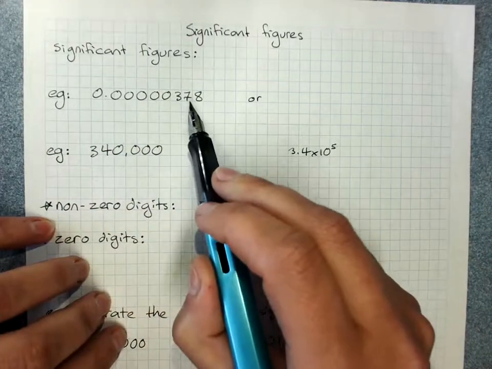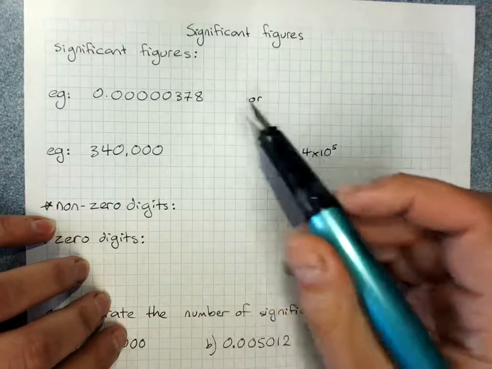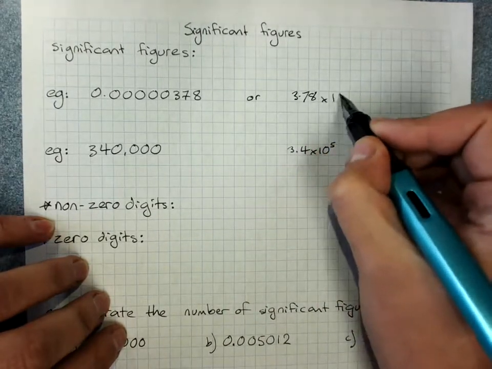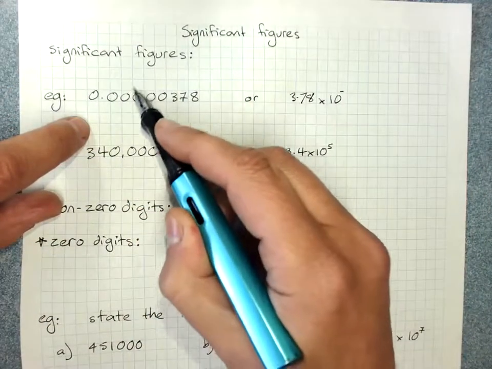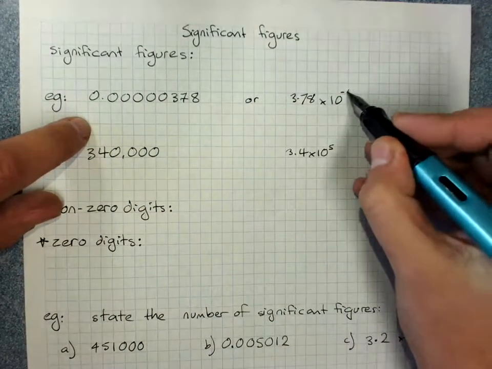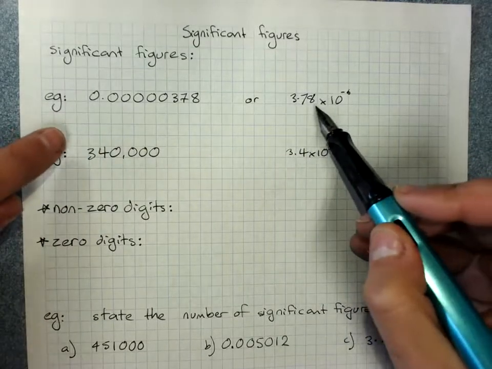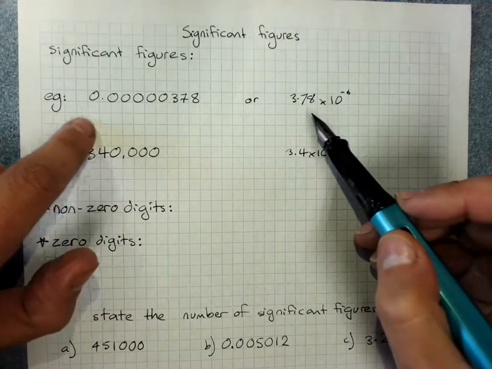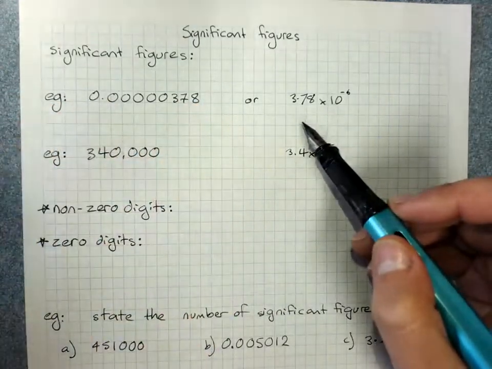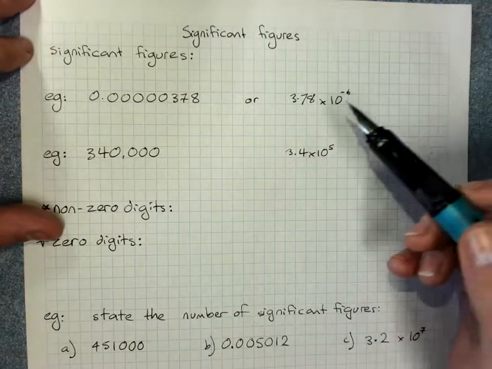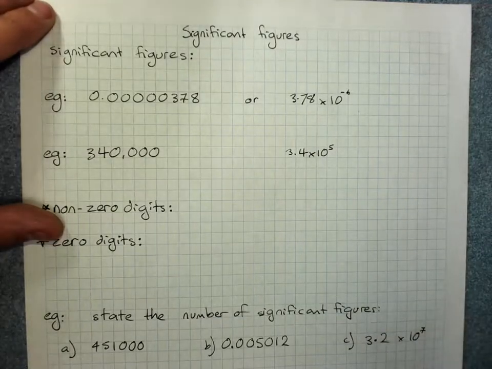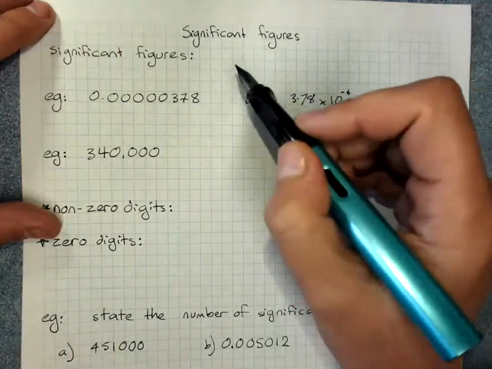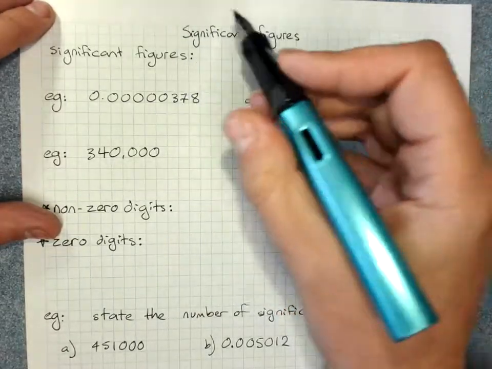The same here. All the significant information is there, and if we write it in scientific notation, 3.78 times 10 to the negative 6, you can see that there's only 3 digits where any meaningful measurement has happened. The rest is just telling us how small this number is. So significant figures are just the numbers that have meaning and aren't just placeholders.